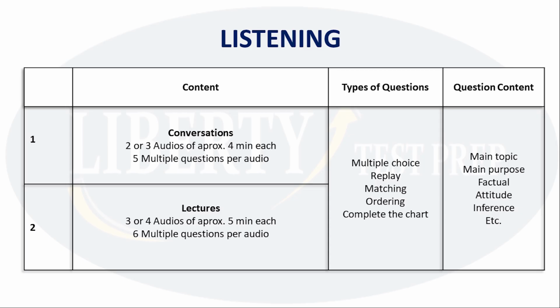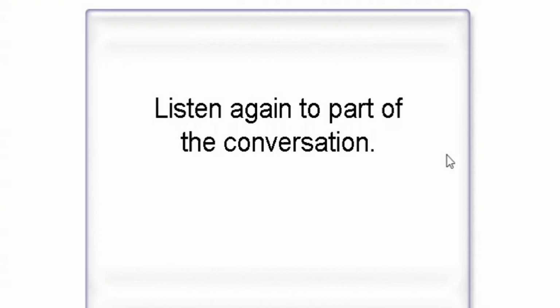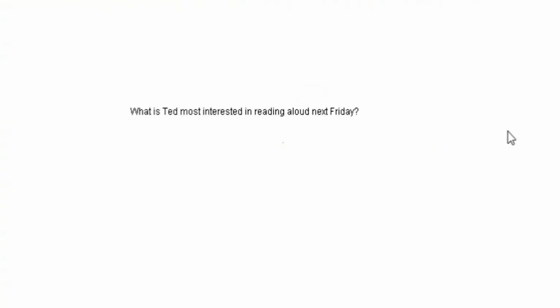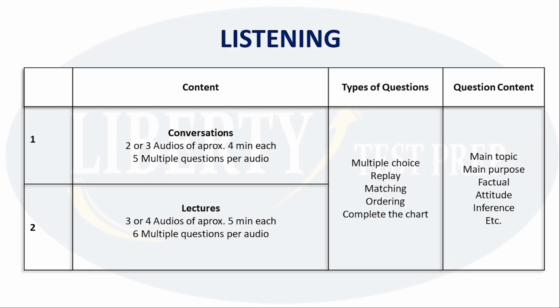Normally, you will get 2 conversations and 3 lectures in the whole exam. However, this number may vary. For each conversation, you will get 5 questions, and for each lecture, you will get 6 questions. You will get a total of 57 minutes for the whole section. That also includes the time to listen to the audio. Now, to put this more into perspective, you actually get around 30 seconds for each question.